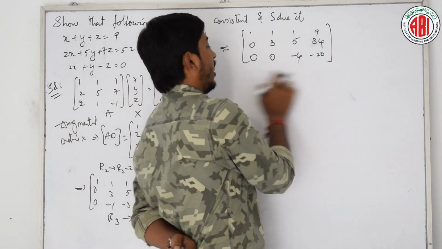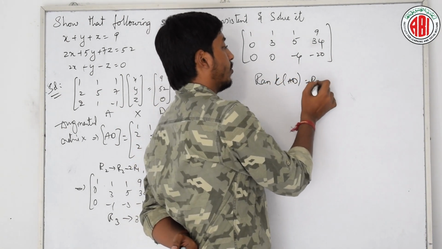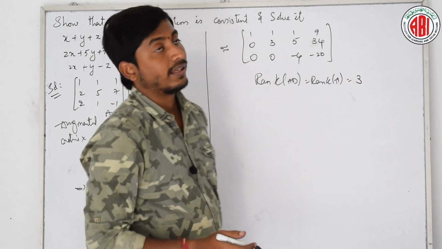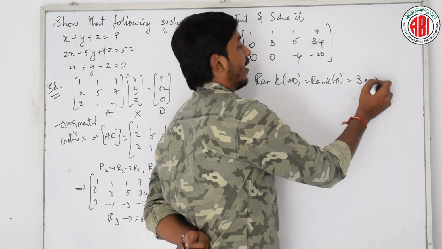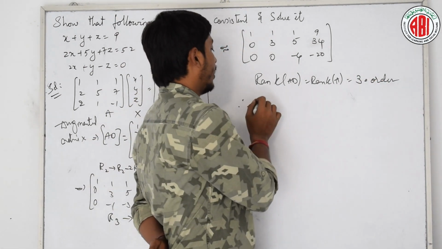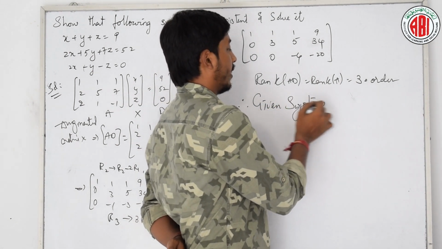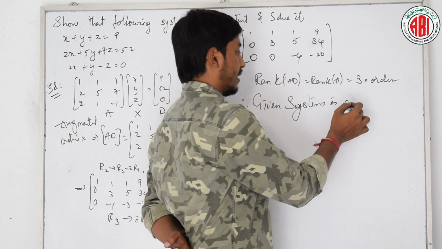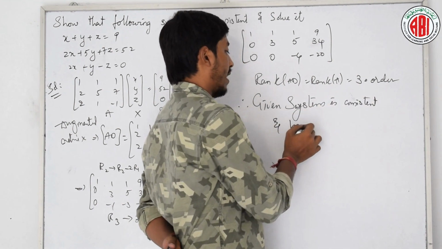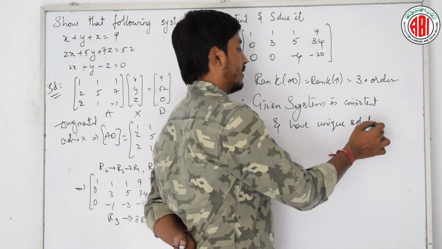Now check how to do. What is the rank of A? Here rank of [A|D] is equal to rank of A, that is equal to 3, which is equal to order of matrix. Therefore, given system is consistent. How many solutions do we have? And have unique solution. Isn't it?